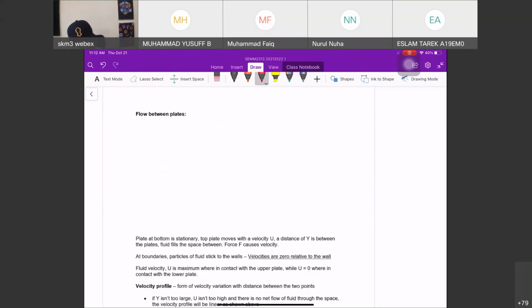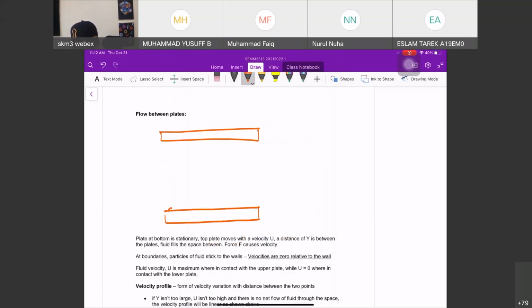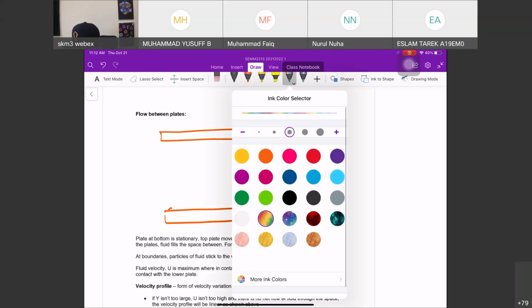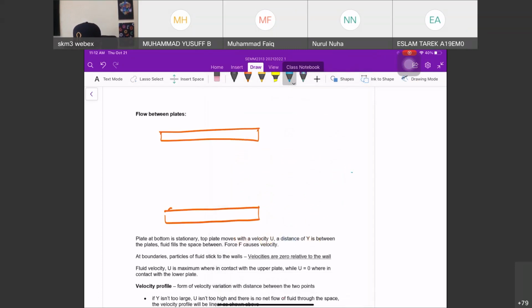Let's say we have two plates. Imagine this is the top plate, and we have the bottom plate. In the middle of the plates, we have the liquid or the fluid. Whatever, we have oil, water, gas, all that kind of fluid. Here is the distance, which is y. And then suddenly, I want to move the top plate to the right at the velocity u. So what happens to the fluid in the middle?